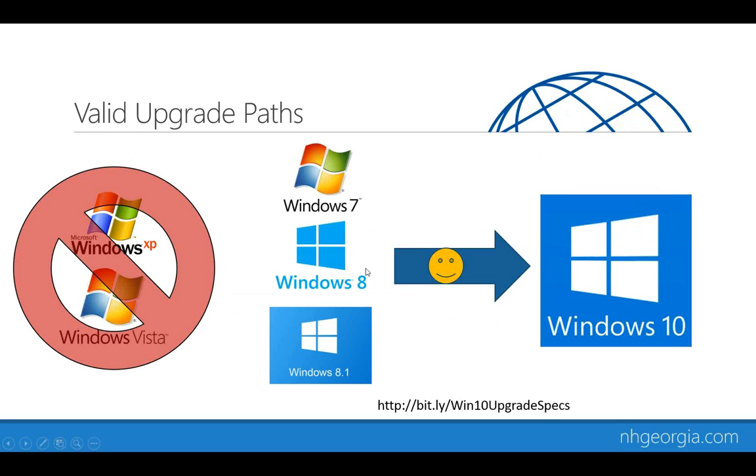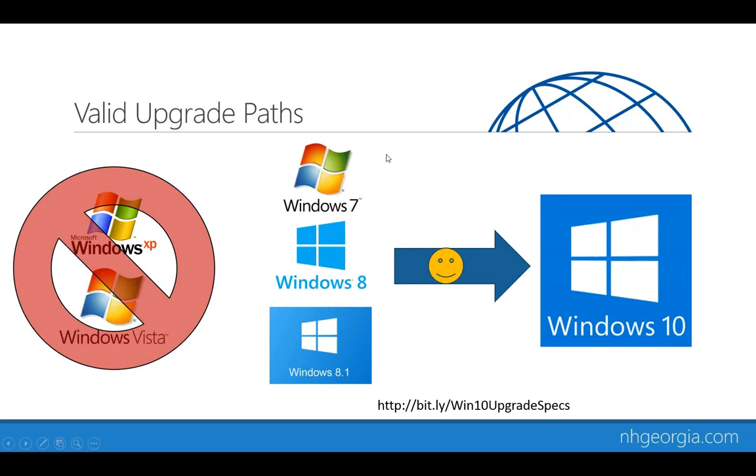So, valid paths for upgrade. We'll talk a little bit more about the details of this. You can go from Windows 7, Windows 8, or Windows 8.1 straight up to 10 with no issue. If you're anything behind Windows 7, you're up the creek. You don't have an upgrade option. Migrate is your only option in those cases.